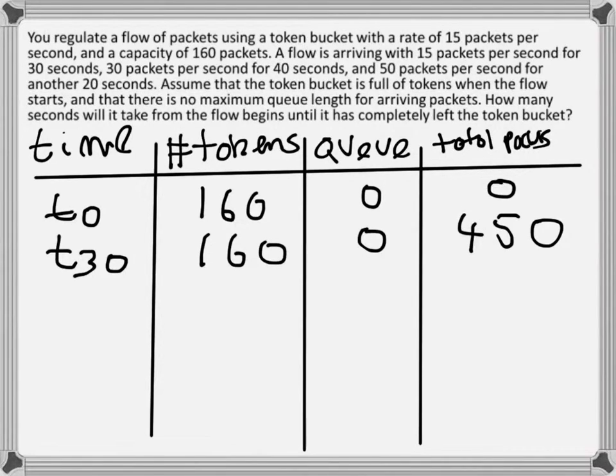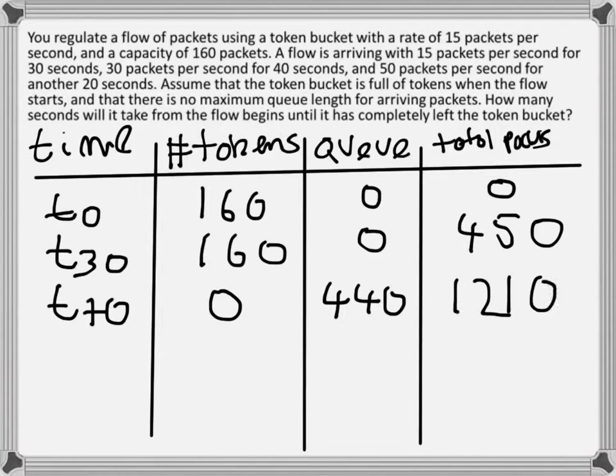Then after another 40 seconds, so after 70 seconds in total, during these 40 seconds, we know that 1200 packets are arriving, but only 600 tokens. So we're using all the remaining tokens, and moreover, we have 440 packets waiting for us in the queue. And in total, we have processed 1,212 packets. So that is the 600 tokens arriving and the 160 tokens that were waiting for us.